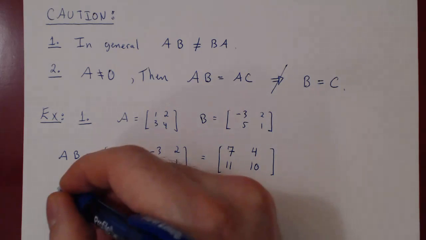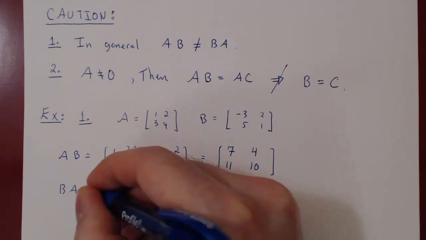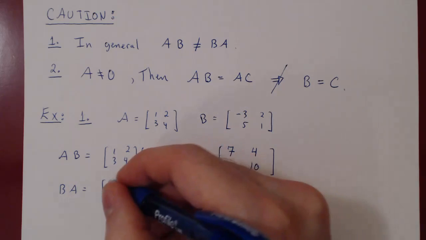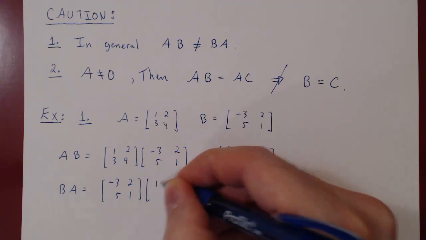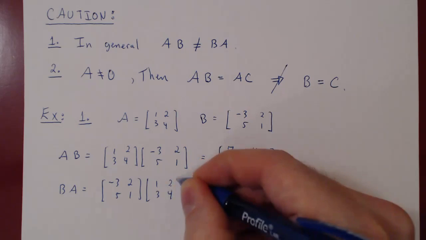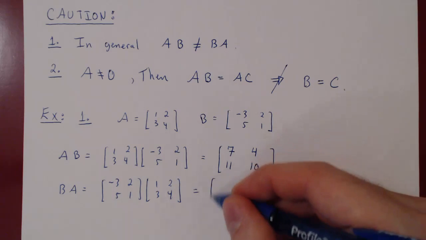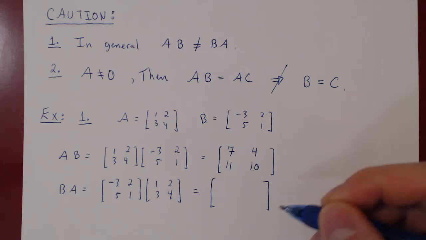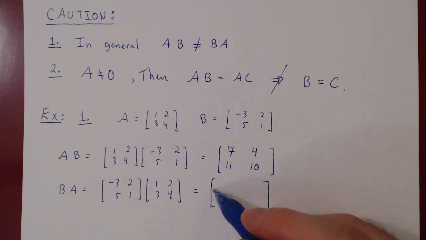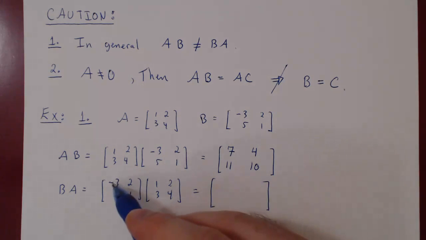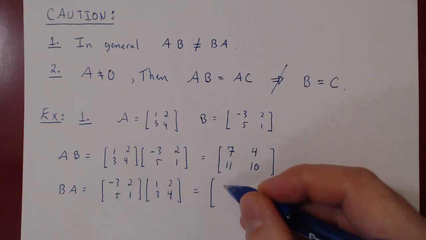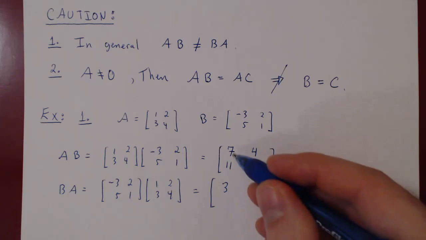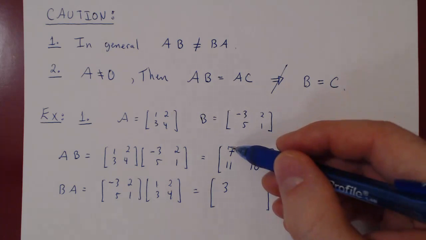Let's compute matrix BA. Negative 3, 2, 5, 1, times 1, 2, 3, 4. Once again, the result is a 2 by 2. Let's construct our first row by fixing the first row of B and going through the columns of A. So we have negative 3 plus 6, positive 3. You see right away they're not going to be equal.